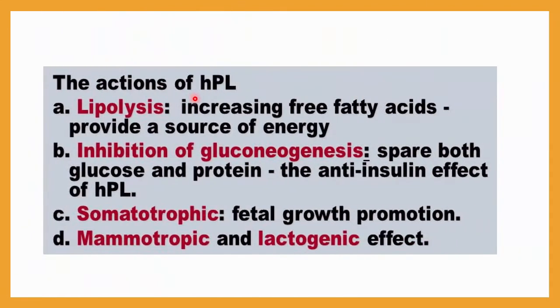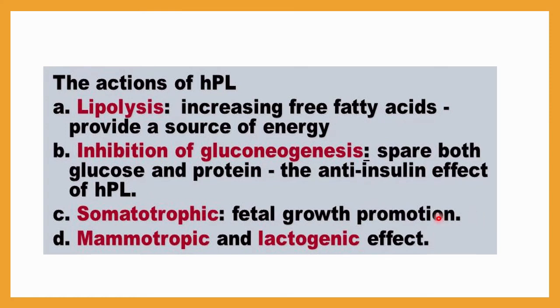Now let me discuss some roles of HPL, a kind of hormone secreted by the placenta. First you can see lipolysis, due to which free fatty acids increase, and it will provide a source of energy. The second function is to inhibit the gluconeogenesis process. As a result, it spares both glucose and protein, and it also acts as an anti-insulin effect. The third one is somatotrophic. That means it will act on the cells and hasten the cell division process, and as a result fetal growth will be promoted.